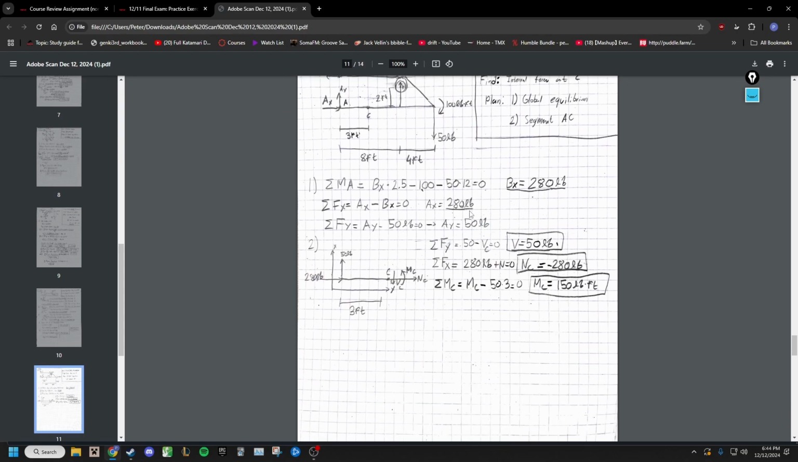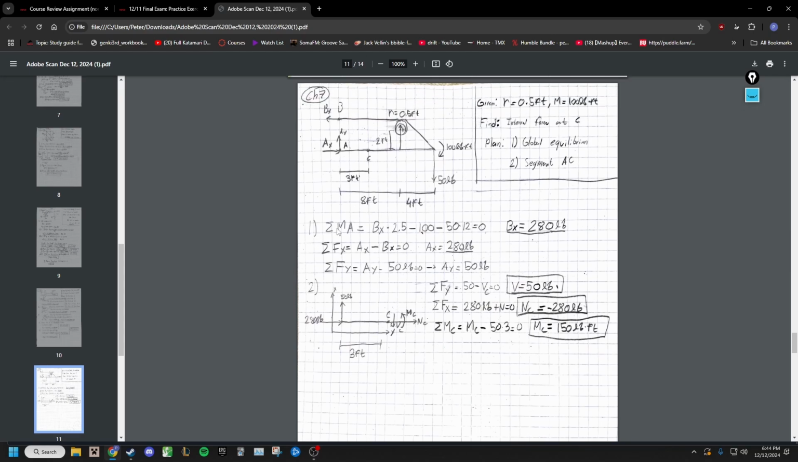To find this, we first will do global equilibrium. We first do the moment about A. We know that this force acts in the x direction, so we'll be using the dy. It doesn't really matter where we put this force. You could put this force right here and ignore B of y and just call this the tension force. It gives us the same answer.